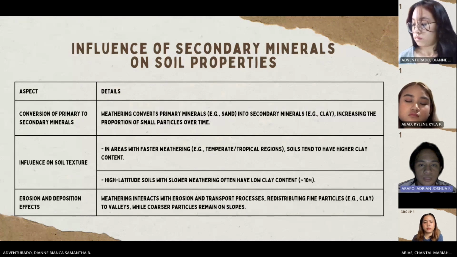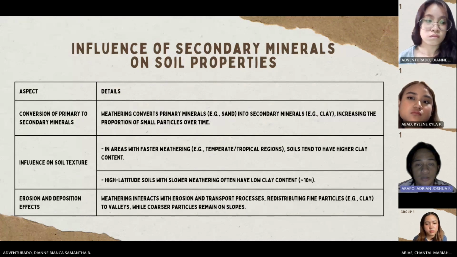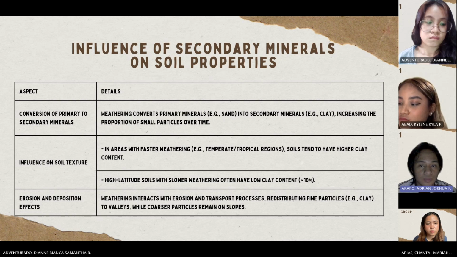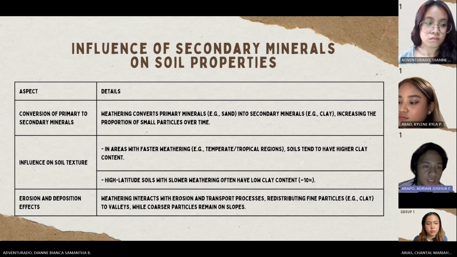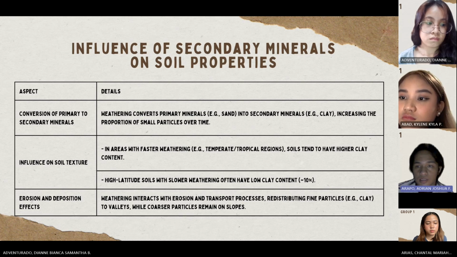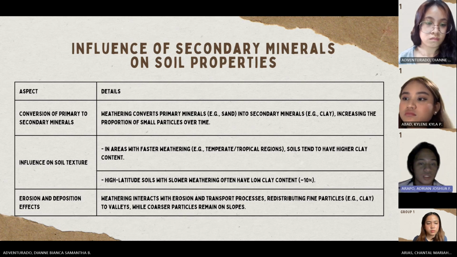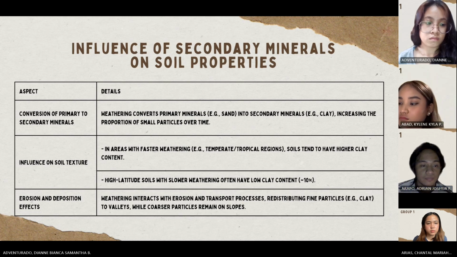Okay. So let's talk about how secondary minerals influence soil properties, including water movement, nutrient exchange, and fertility. First, conversion of primary to secondary minerals. Weathering converts primary minerals, just like sand, into secondary minerals, just like clay, increasing the proportion of small particles over time. Influence on soil texture.